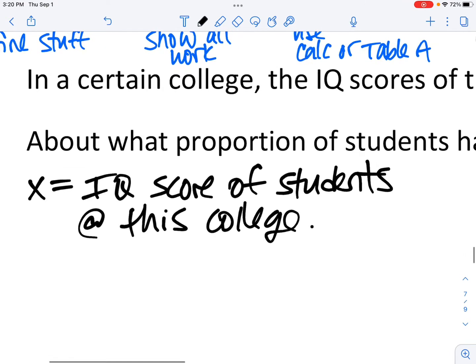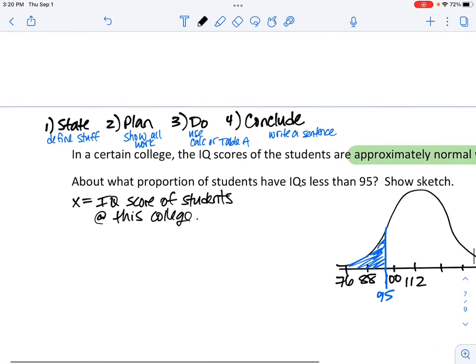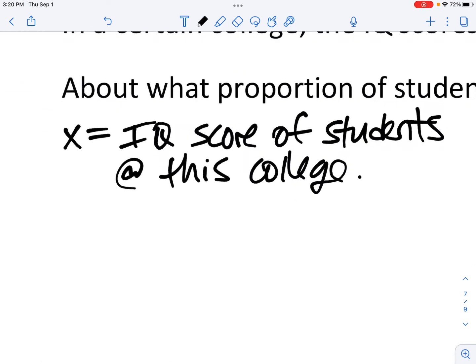And what is the question asking me to find? Where is the actual question here? Here it is. Less than 95. That's why I shaded the way that I did right there. So less than 95, I'm going to state symbolically, this question is asking me to find the proportion where X is less than 95.